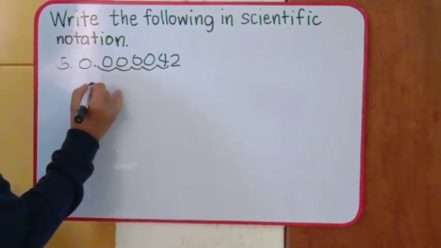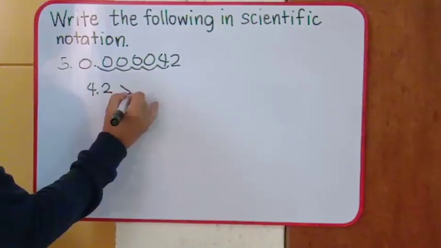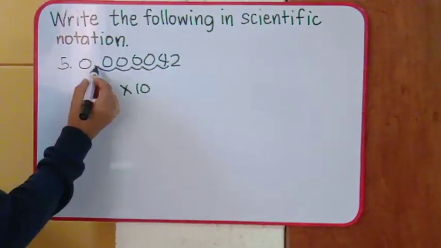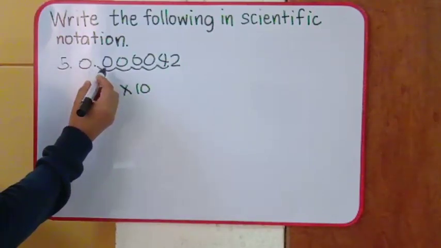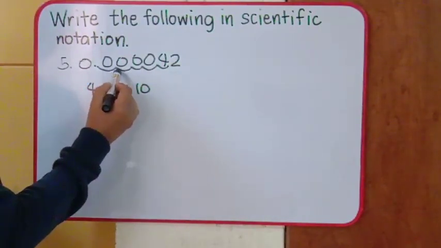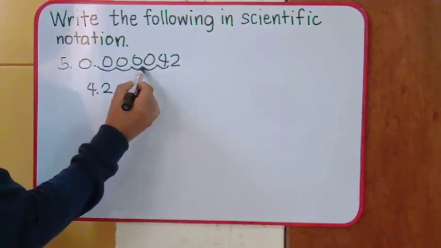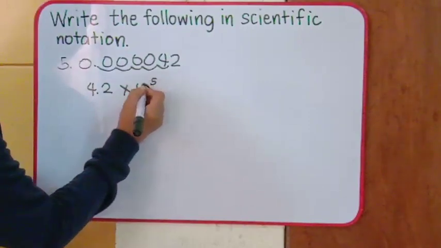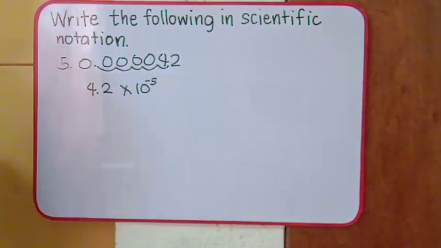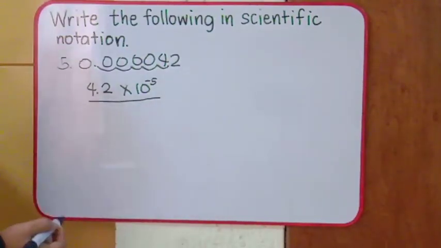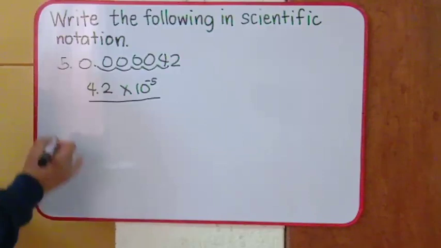So we will have 4.2 times 10 raised to n, wherein the value of n will be the number of decimal places movement to the right. So we have here 1, 2, 3, 4, 5. So this will be 5, but it is negative since we are changing a decimal number in scientific notation. So we have this answer, 4.2 times 10 raised to negative 5.